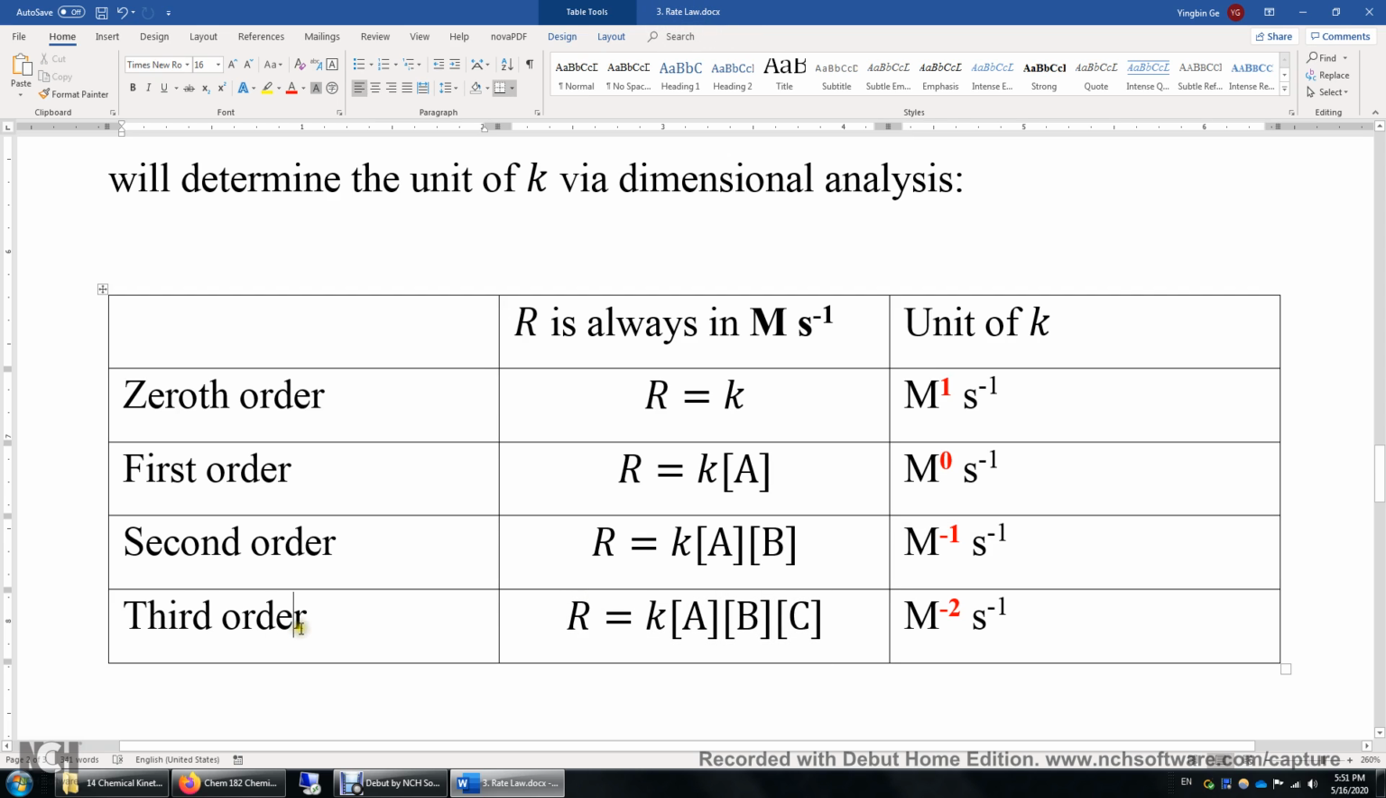How about third order reactions? We can just write out this equation, and again, the unit of K is the unit of R divided by molar to the power of 3. Therefore, the unit of K is molar to the power negative 2 times second to the power negative 1.